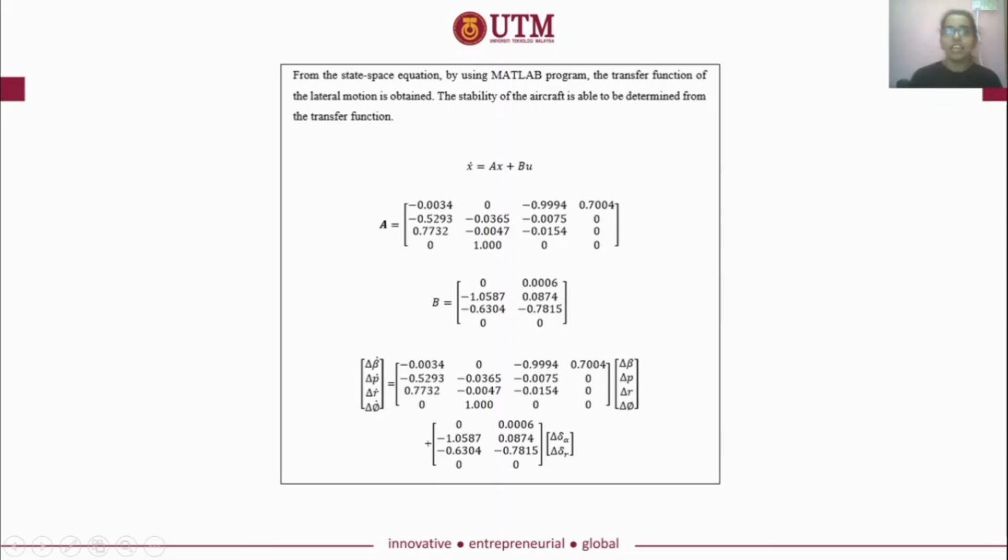From the state space equation, by using a MATLAB program, the transfer function of the lateral motion is obtained. The stability of the aircraft can be determined from the transfer function. So we have inserted all the values, and this is the state space equation that is obtained.